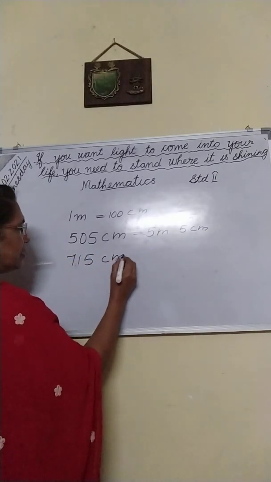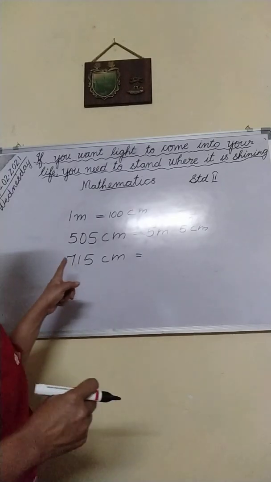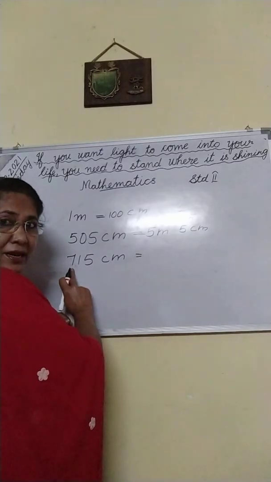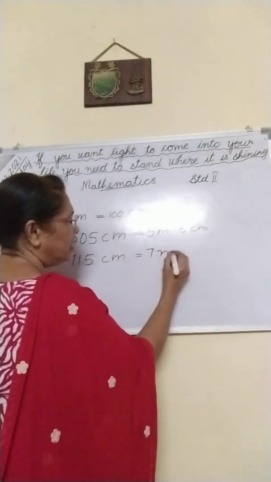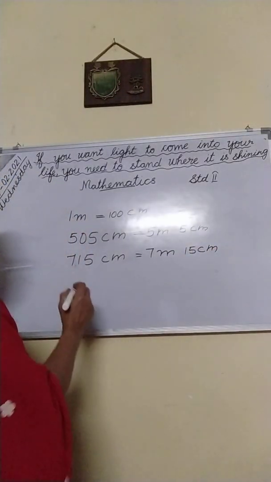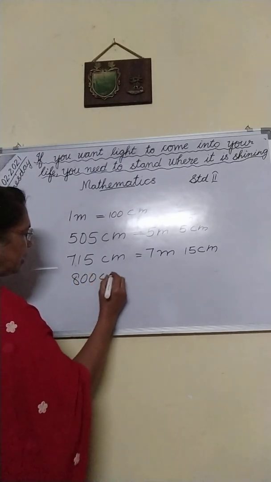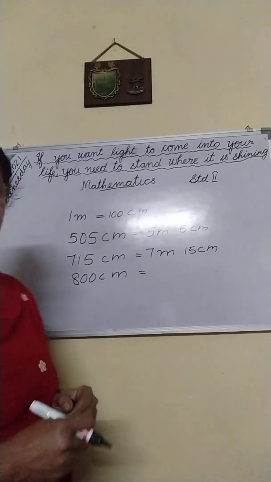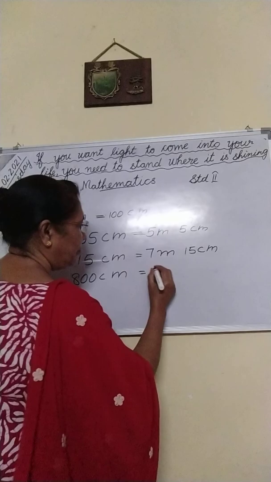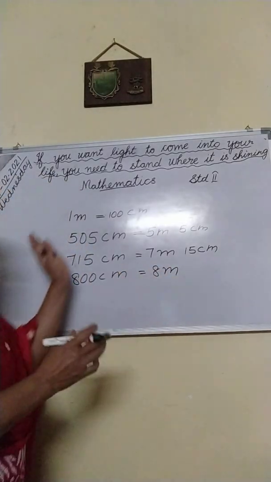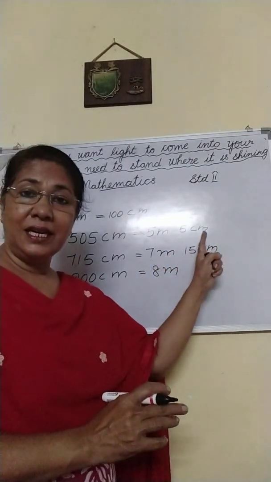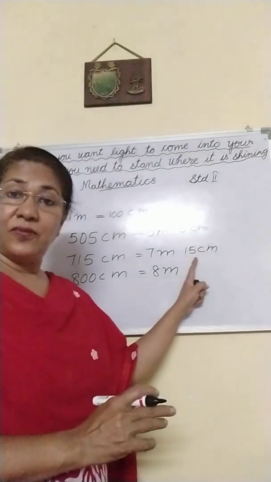Now 715 centimeters. Convert this into meters. Yes, this is how many hundreds here? 700 means 7 meters. Yes, 7 meters and 15 centimeters. Okay, now 800 centimeters. How many meters? 800 centimeters make how many meters? 8 meters. Yes, 8 meters. Now we have converted this into meters because there are centimeters. That is why we wrote here 5 centimeters and here 15 centimeters.